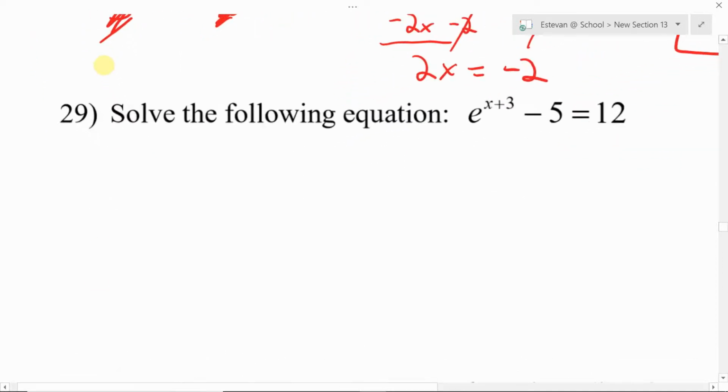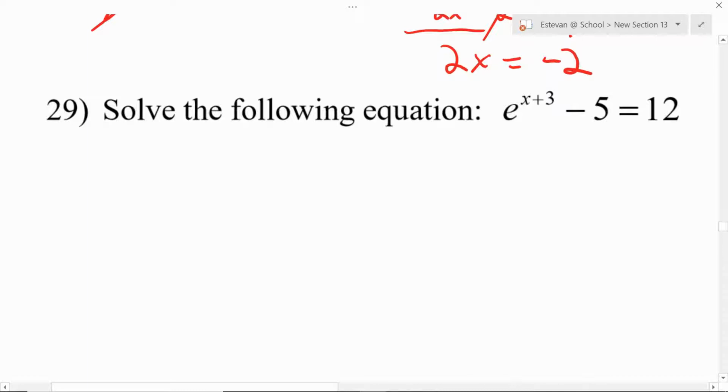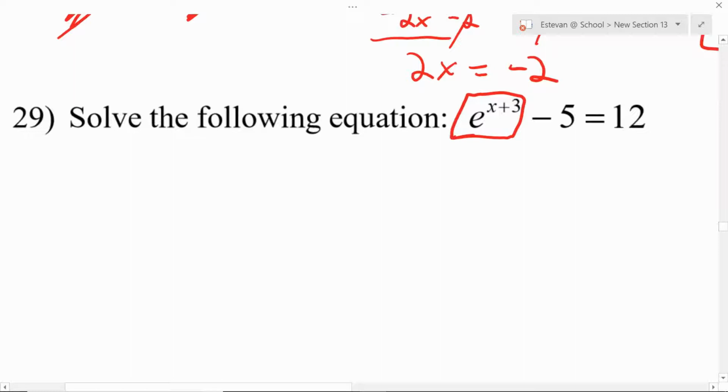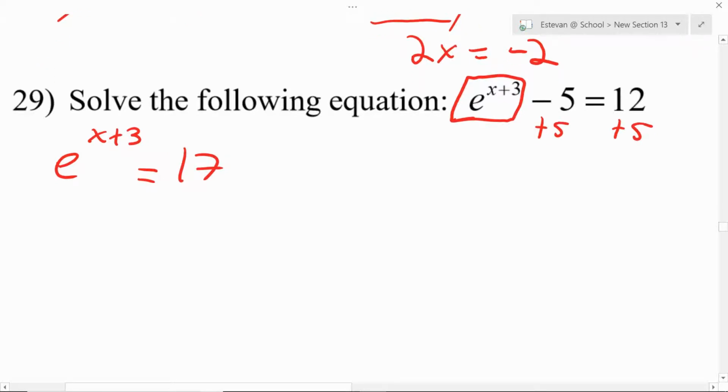Before you change it to log form, you have to get your base with the exponent alone. In this case, we have to add 5 to both sides, leaving us with e to the x plus 3 is equal to 17. Now that e is by itself, we change the form. Since it's specifically e, I'm going to just use natural log instead.